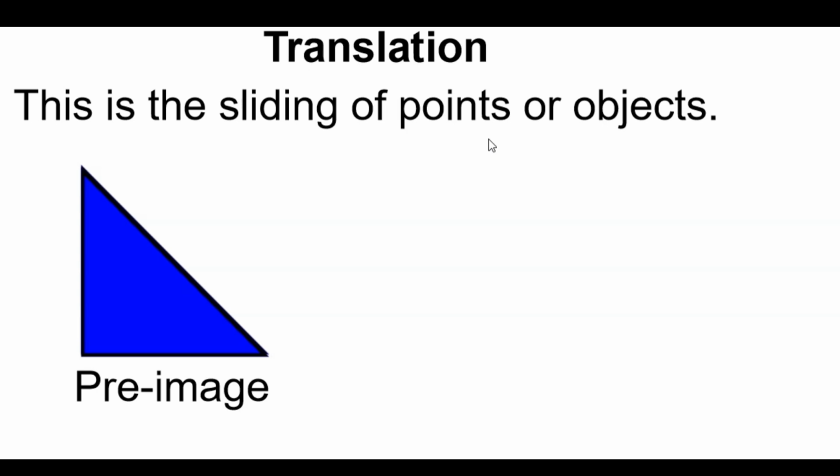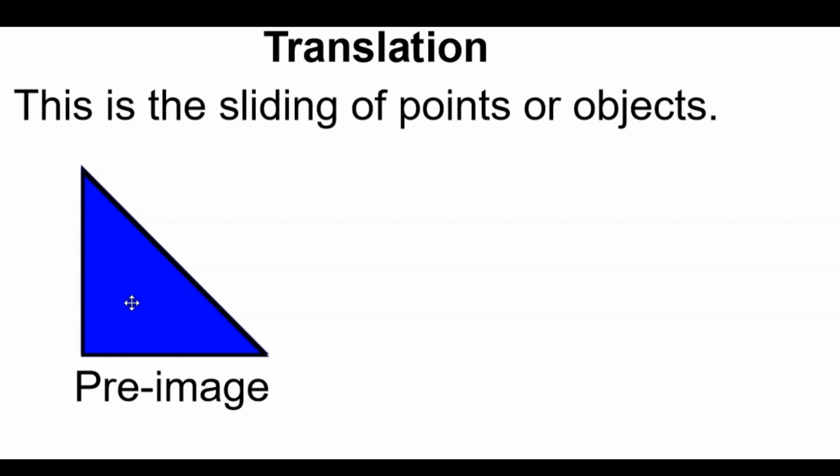At the types of transformation that we have, we are starting with translation. Translation can be described as a sliding of points or objects. Now, when this type of transformation is performed, the object size is not being affected as well as the orientation of that particular object. It remains the same.